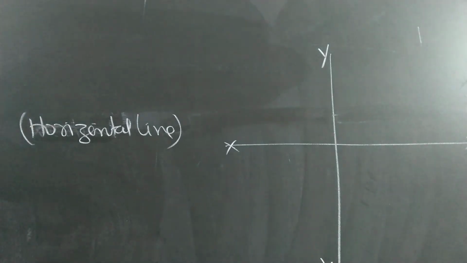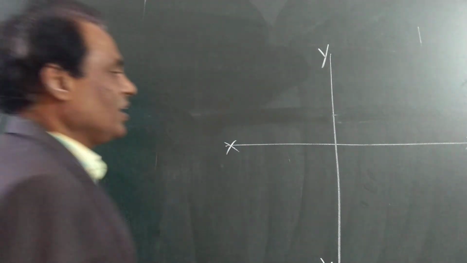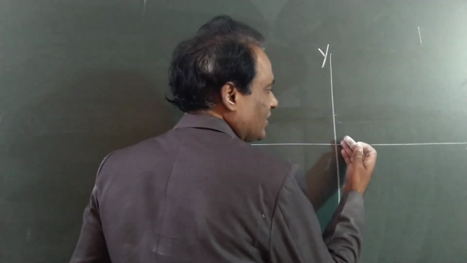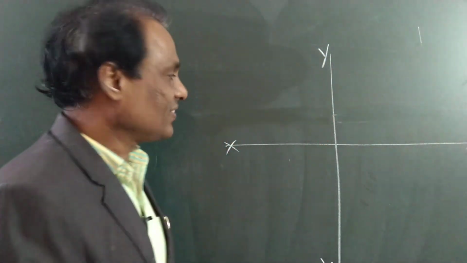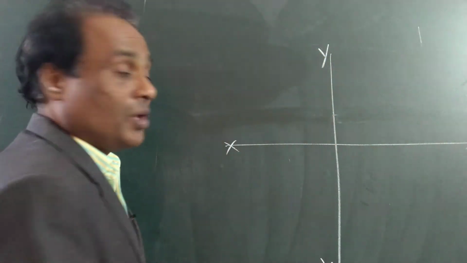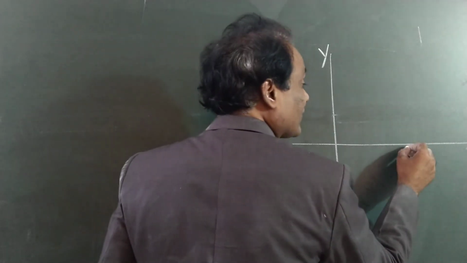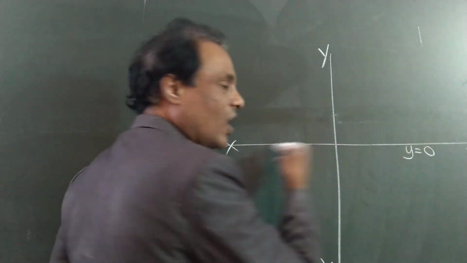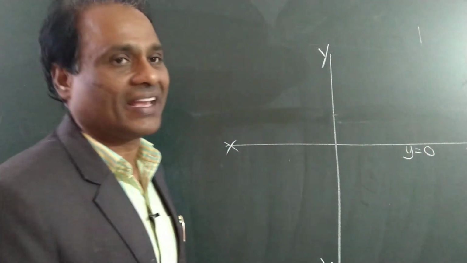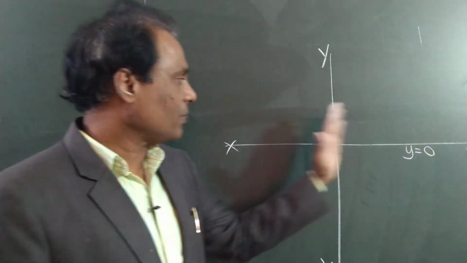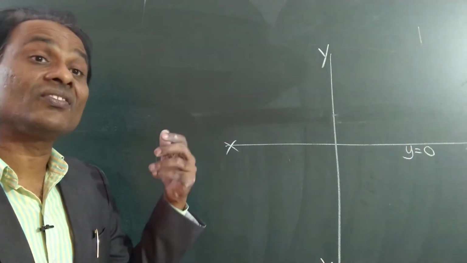See here, on the x-axis, on this side x value increases, on this side x value decreases. But at any point on the x-axis, the y value will be 0. On the x-axis, only x values will exist: 1, 2, 3, 4, minus 1, minus 2. But the y value is 0.